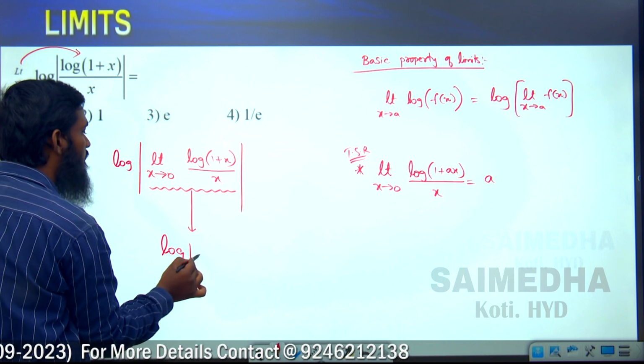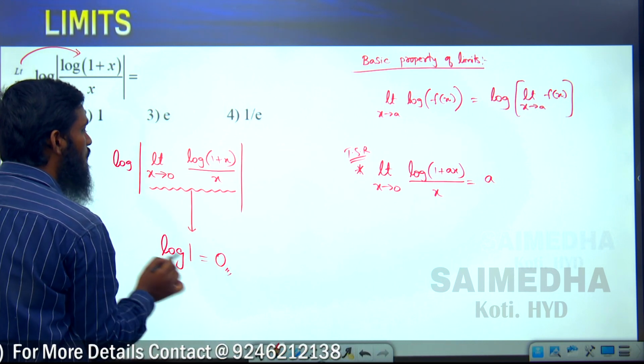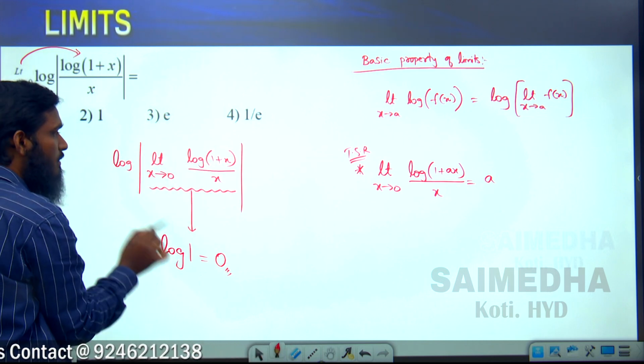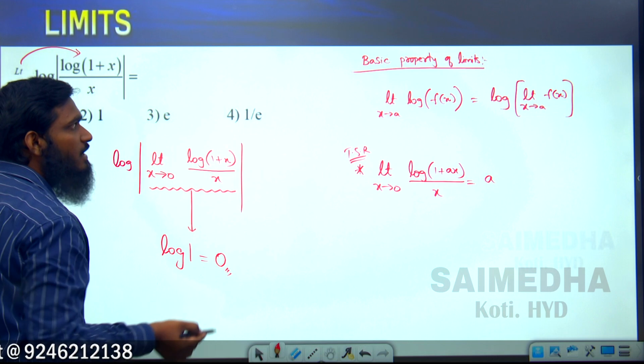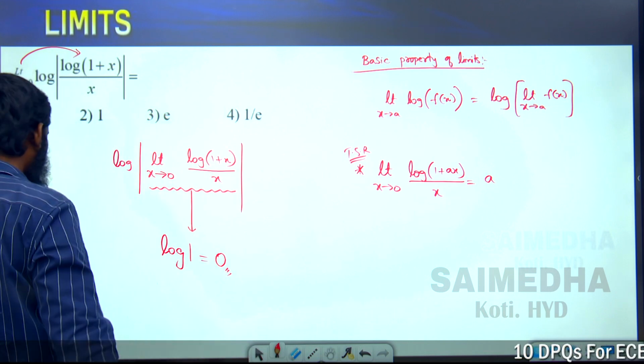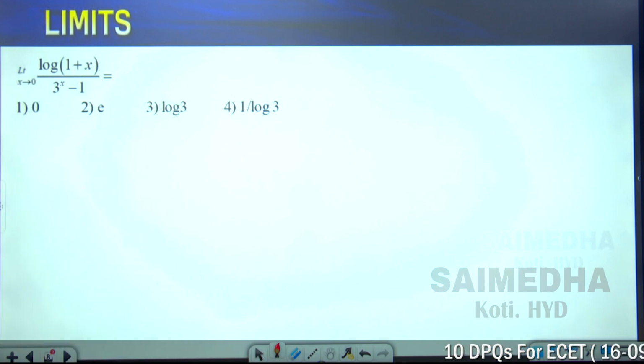What is left over here? Log. So log 1 is equal to 0. Don't leave this part. For this we are getting the answer as 1, but again log we are having. Log 1 is equal to what? 0. Okay. So first option is correct. Now let us go for the next question now.